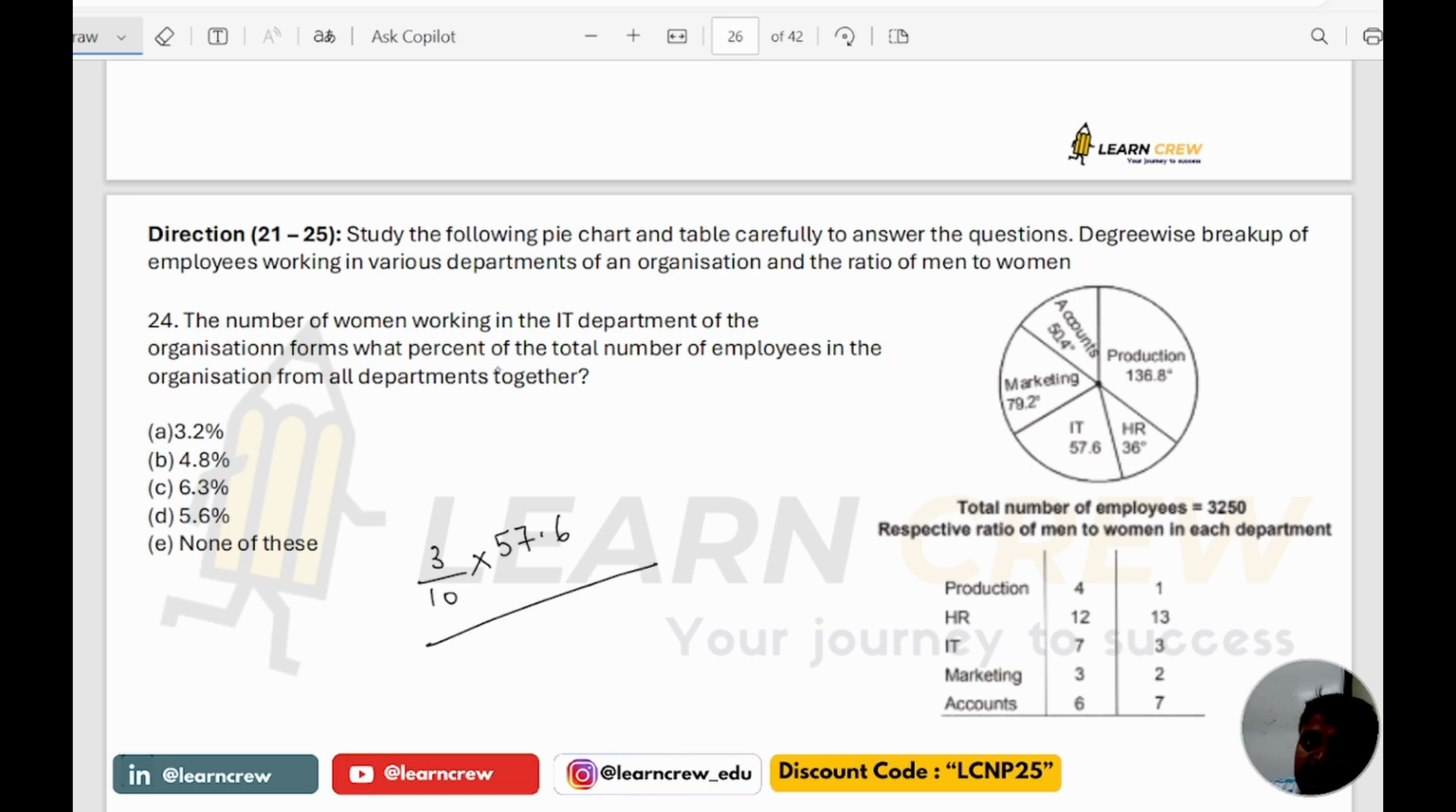Forms what percentage of the total number of employees in the organization from all departments together? From all departments together, it is how much? 360 degrees. Okay. So this 3 by 10 of 57.6 is what percent of this? If you simplify, the zeros cancel. 36 into 1.6. So 3 into 1.00, again cancel here. 3 into 1.6 is 4.8%. 4.8%. Next.